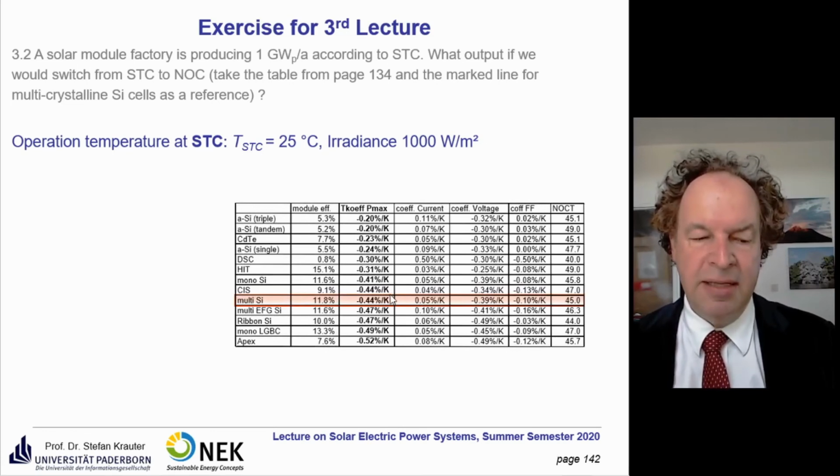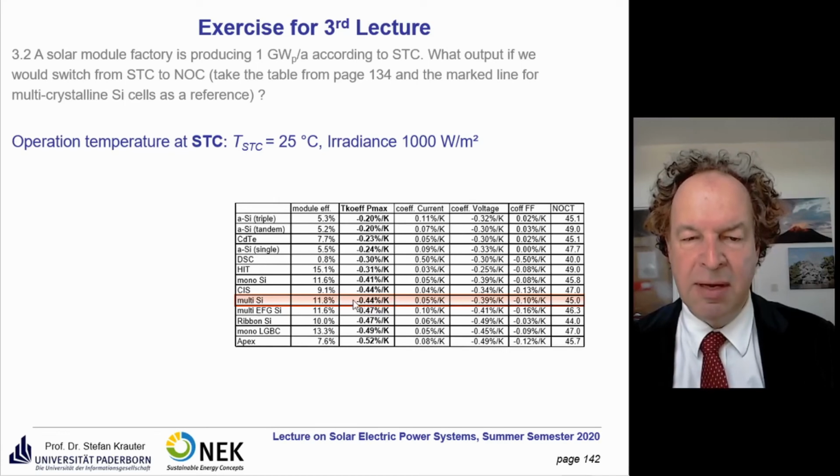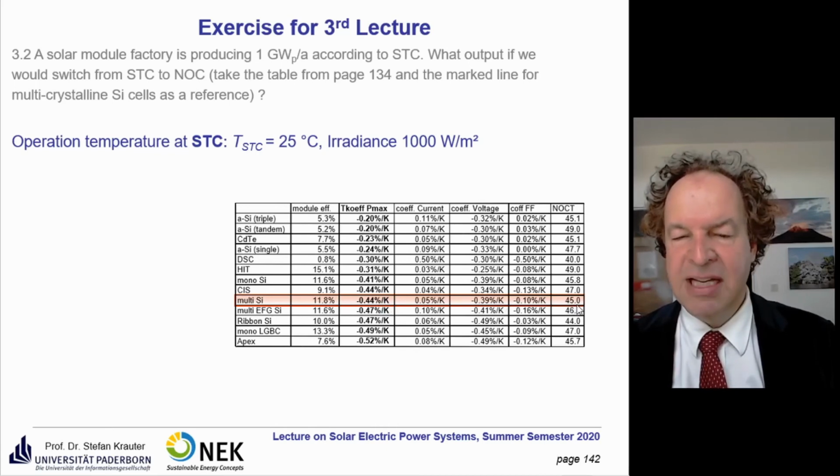We take a look at the temperature coefficients here. What we see for the power output is minus 0.44% per Kelvin. So for 10 degrees more temperature, we would have 4.4% less power output. Here the NOCT, which you take here, this is 25 degrees Celsius. That means if you compare it to standard test conditions at 25 degrees, we have an additional temperature of 20 degrees.